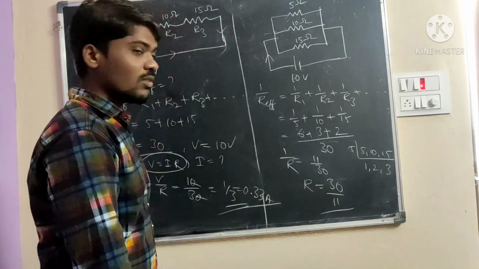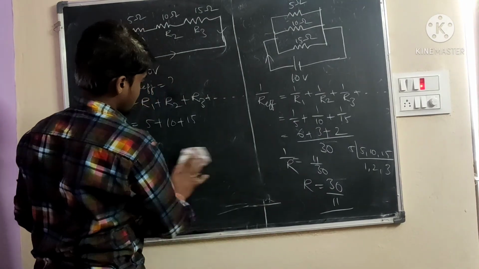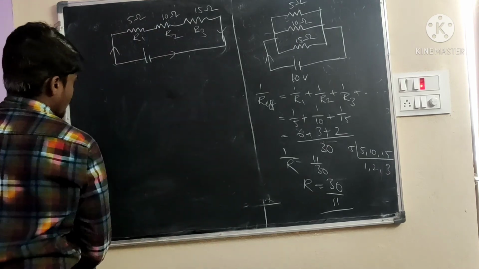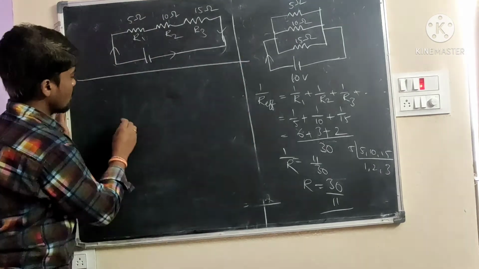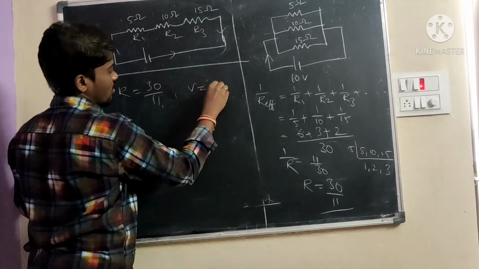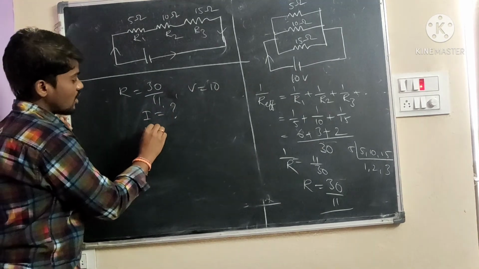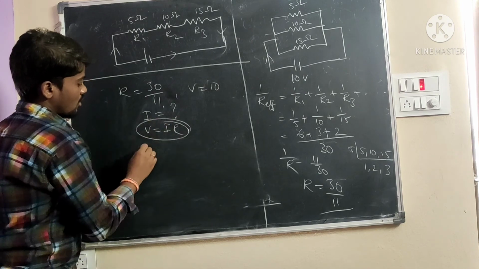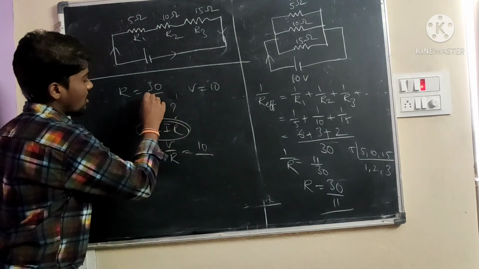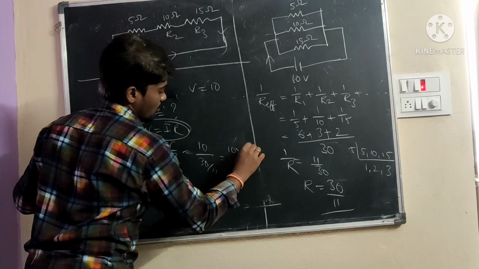You will find out the current also. R is equal to 30 by 11 and V is equal to 10. We will find out how much current is passing in the circuit according to Ohm's law. V is equal to IR, I is equal to V by R. V is equal to 10 and R is equal to 30 by 11, means 10 into 11 by 30.